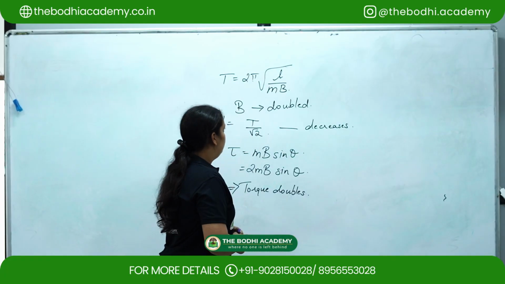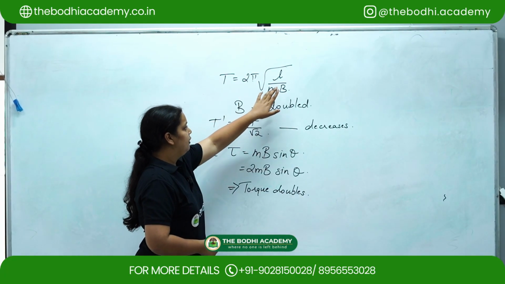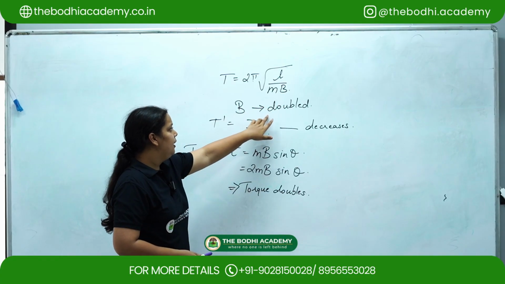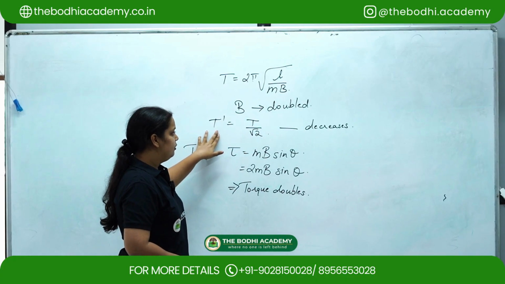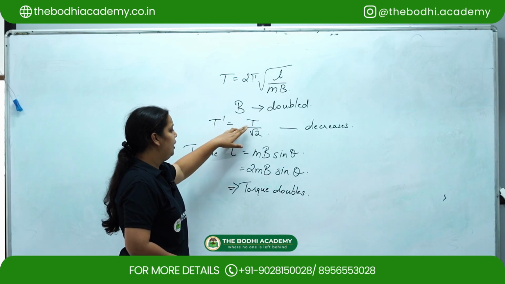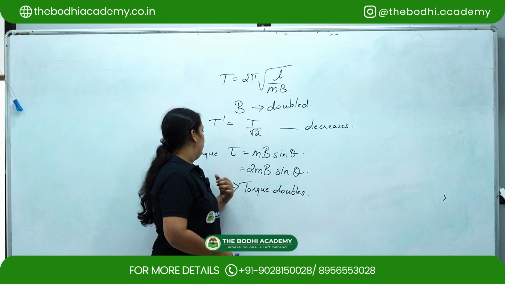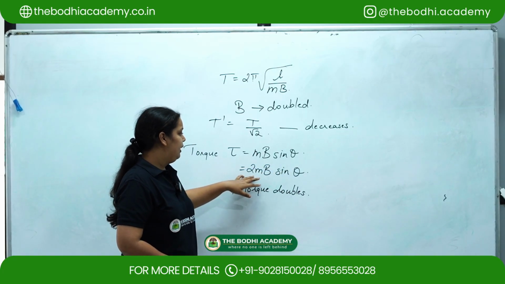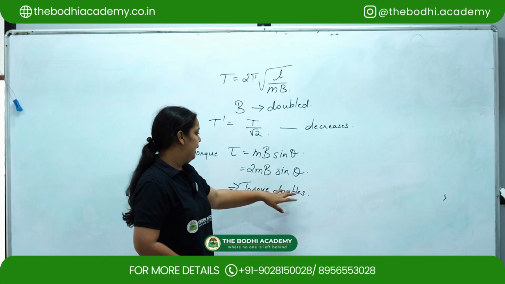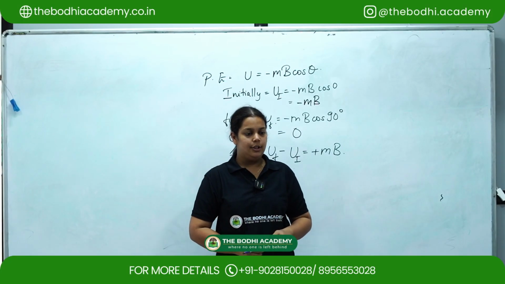So let's look into the time period. The formula of time period is 2 pi root of I upon MB. So if B is doubled, we'll get the value of T dash, that is the second time period, as T upon root 2. So the total time period will decrease. And for torque, tau equal to MB sine theta. So if it is doubled, we'll get the value as 2 MB sine theta. So torque will double.